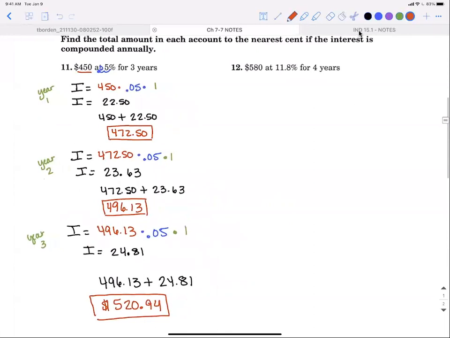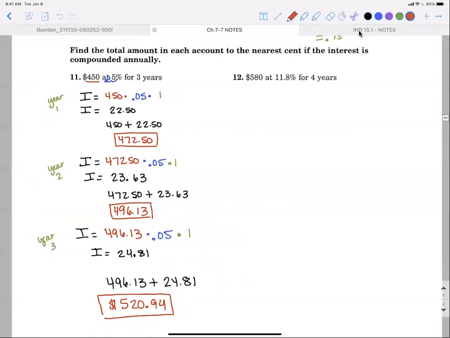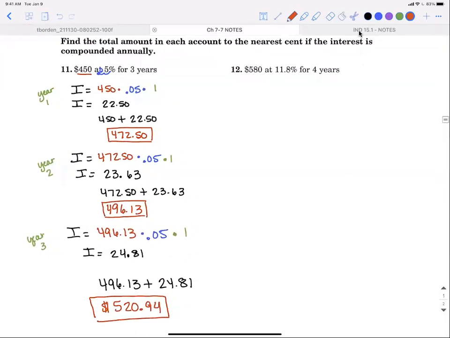Are we good with that? Each time, just use the new principal amount. Do we need to do a second example, or you think you're good with one? Because it doesn't change. The only thing that changes with number 12, the example up there, is that you would do it one more time for year 4. So you do it the same way each time. I don't think we need to do another example unless you guys want to.